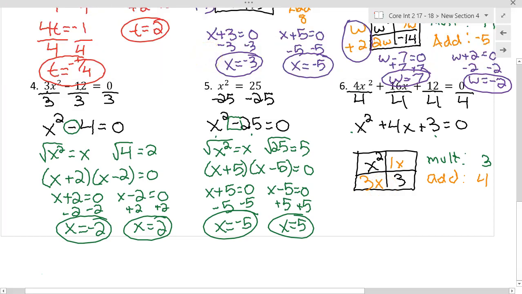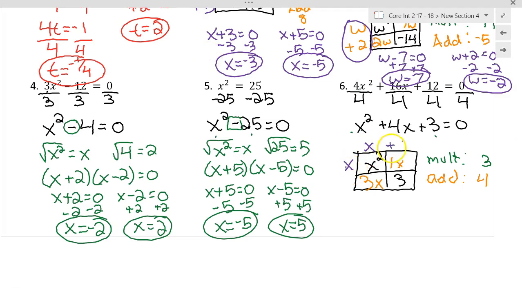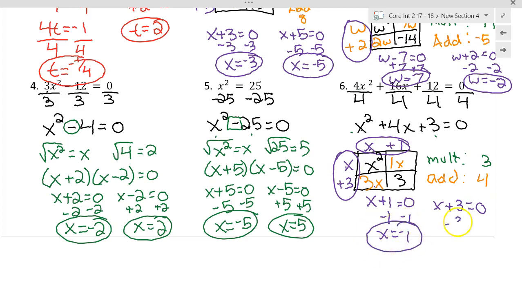Writing the outside, I have x squared is x times x. x times positive 1, x times positive 3. So I have x plus 1 equals 0, and x plus 3 equals 0. Subtract 1, x equals negative 1. Subtract 3, x equals negative 3.